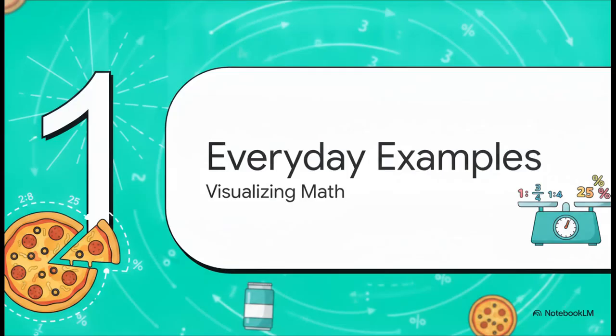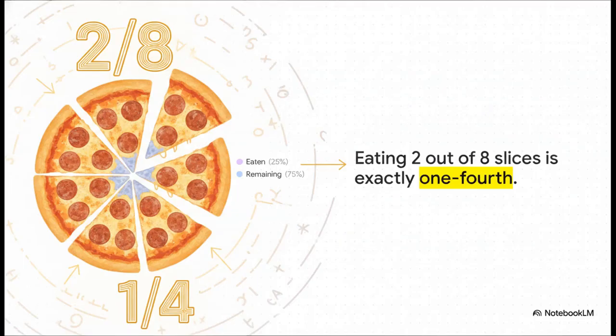All right, let's jump into section 1, visualizing everyday examples. To really nail these translations, we've got to stop thinking about abstract numbers on a page and actually fire up our mental comparison meter. Let's look at an everyday situation, starting with pretty much everyone's favorite example, a pizza.